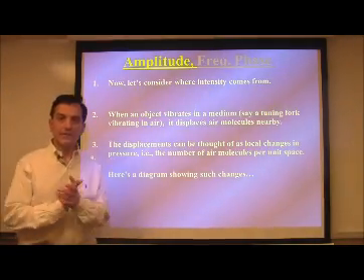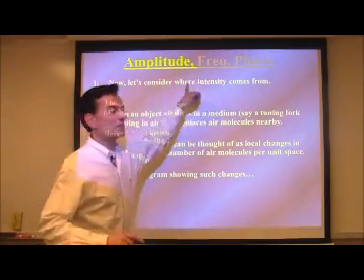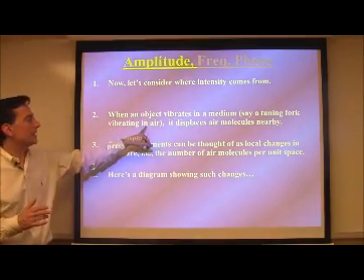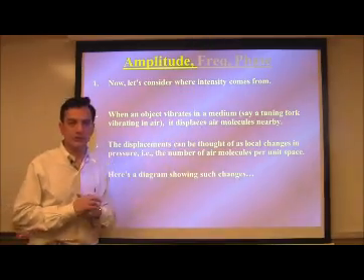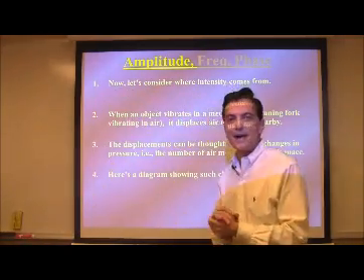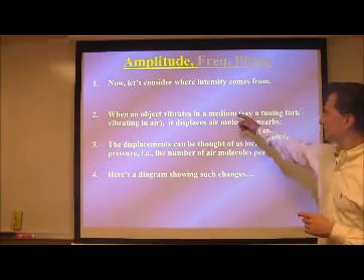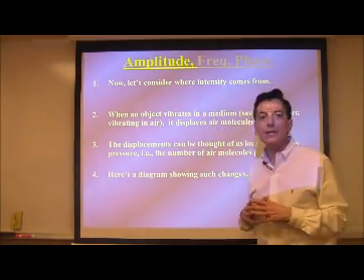Okay? All right, let's see if we can understand where intensity comes from. When an object vibrates in a medium, say a tuning fork vibrating in air, it displaces air molecules nearby. So here again, we have to unpack something that doesn't appear directly in item number 2. And that is, we're talking about an object vibrating in a medium.